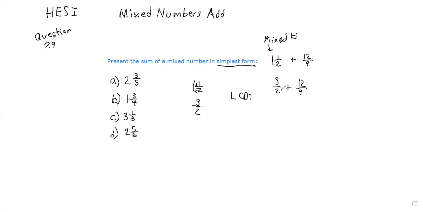Now, typically what we can do is if we can't think of one, we can multiply these two numbers by each other, and that will give us one. And if we do that, we get 2 times 9, which is 18, and that will work, right? So now we're going to write two equivalent fractions, one equivalent to 3/2 and one equivalent to 12/9, using that lowest common denominator.